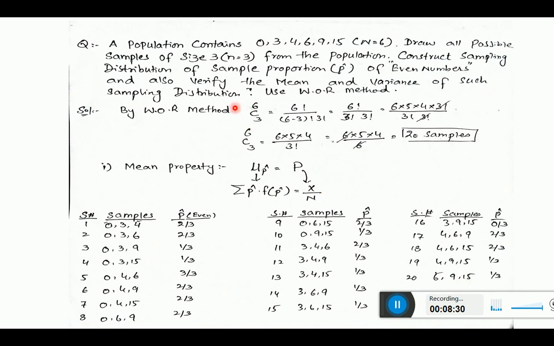Now the question is to construct the sampling distribution of proportion p cap of even numbers. P cap is the proportion, the sampling proportion p cap, that is of even numbers.